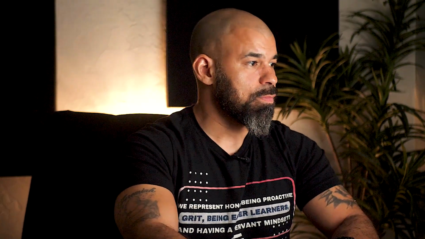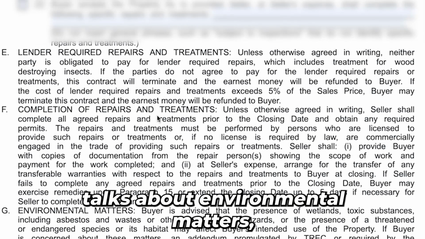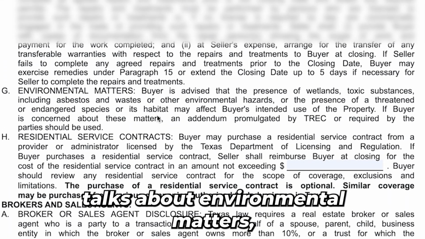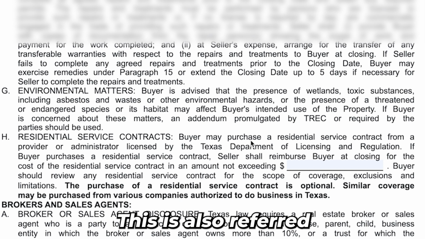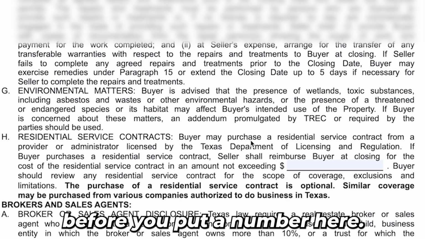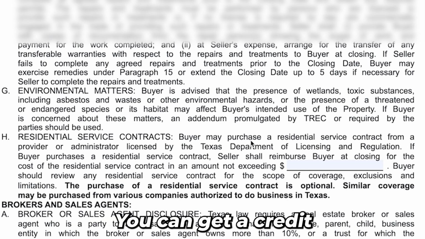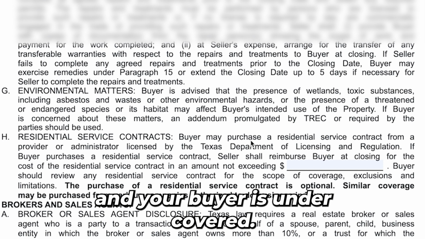And again, if you're a savvy agent, you'll be able to protect your buyers very well when it comes to these repairs. Paragraph 7G talks about environmental matters. 7H talks about the service contract. This is also referred to as a home warranty. Look at your home warranty pamphlets before you put a number here. You can get a credit and your buyer is undercovered.